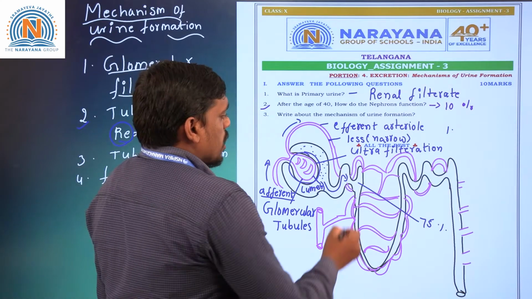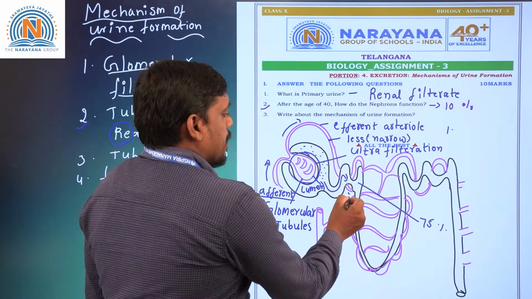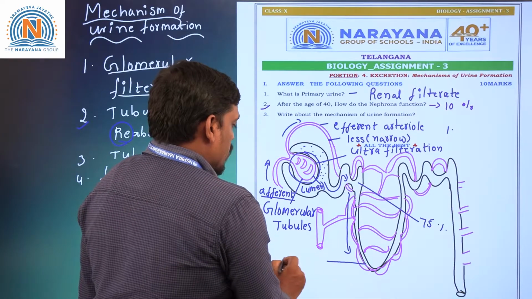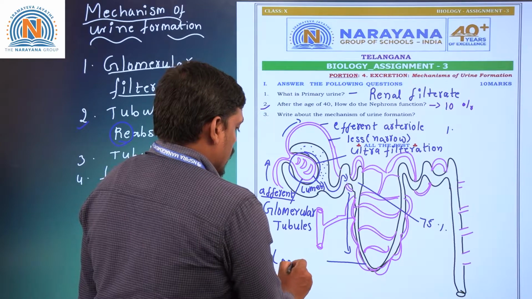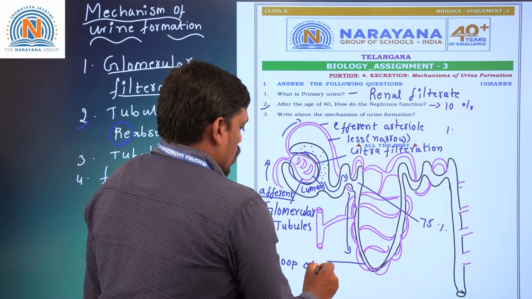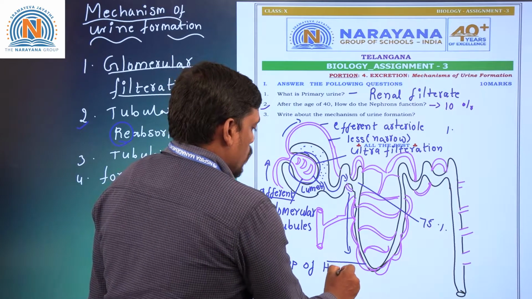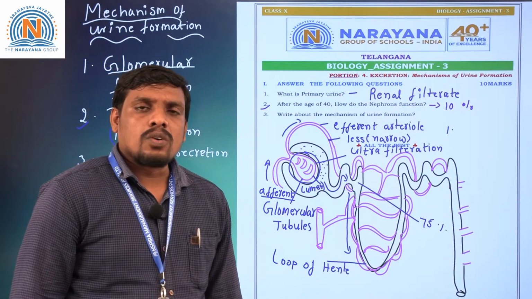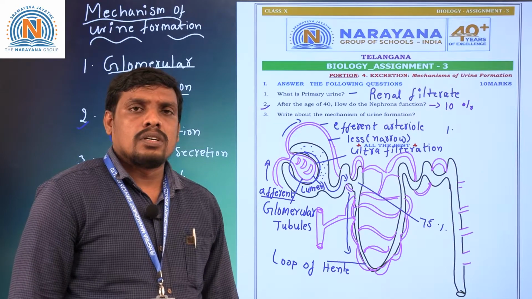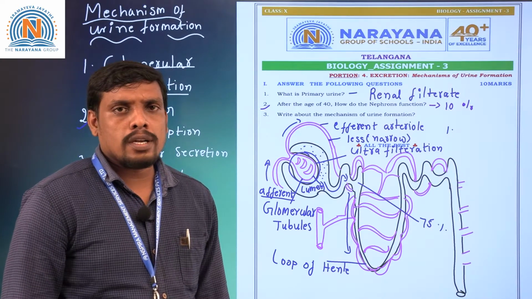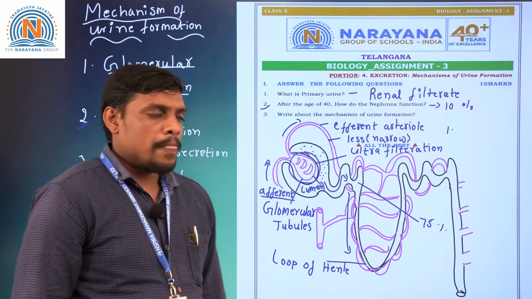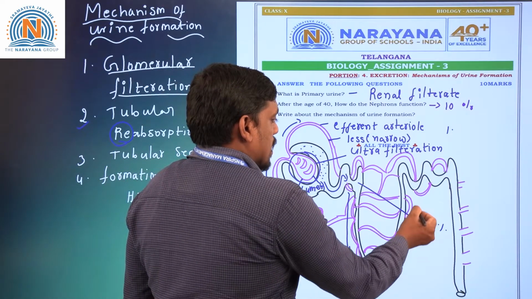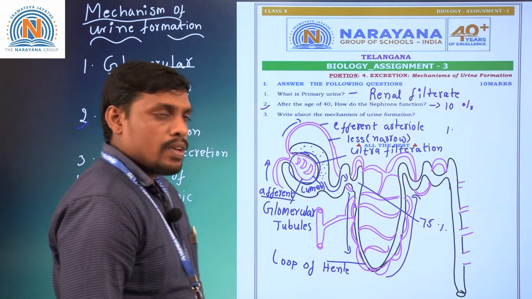Slowly, the remaining renal filtrate enters into the hairpin shaped tubule of the nephron called the loop of Henle. What is it called? Loop of Henle. Now the loop of Henle absorbs certain materials like water and certain electrolytes like sodium, chlorine, potassium, etc. So the remaining renal filtrate slowly enters into the distal convoluted tubule.